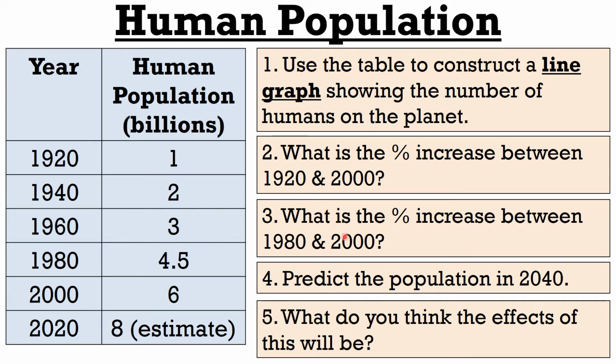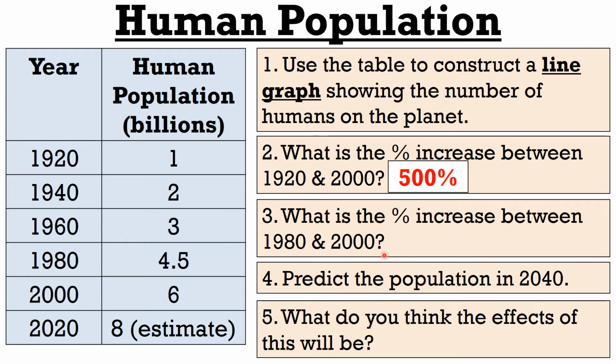For percentage increase, I hope you remember it's change over original times 100. So the change between 1920 and 2000 is 5. The original was 1. So it's 5 over 1 times 100, which is 500%. This kind of throws people sometimes because they think, can you have a percentage increase over 100? And you can. If it's a 100% increase, it's doubling. If it's 500%, then you've got a 500% increase.